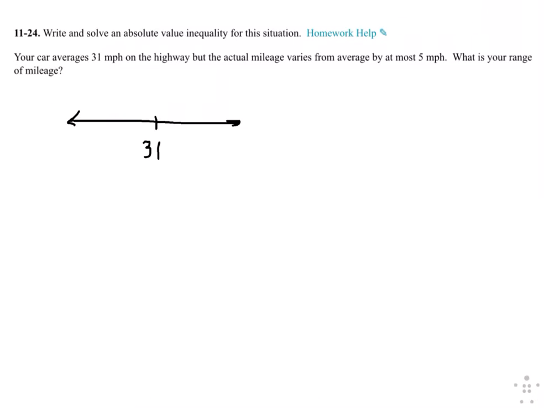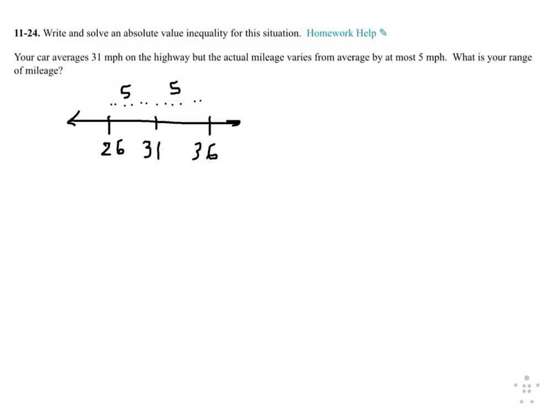So that means it can go up 5, which would give us 36, and it could go this way for 5, which would give us 26. All right, and it says it varies from the average by at most 5, so it can go to 36.